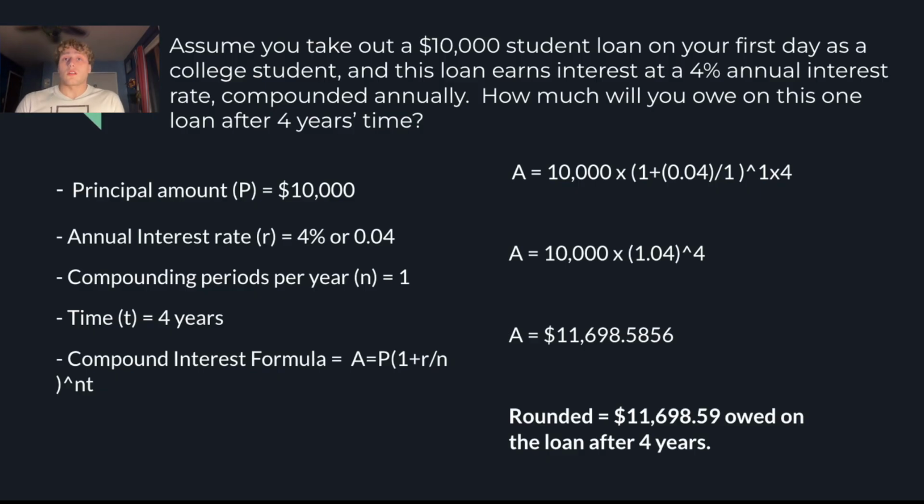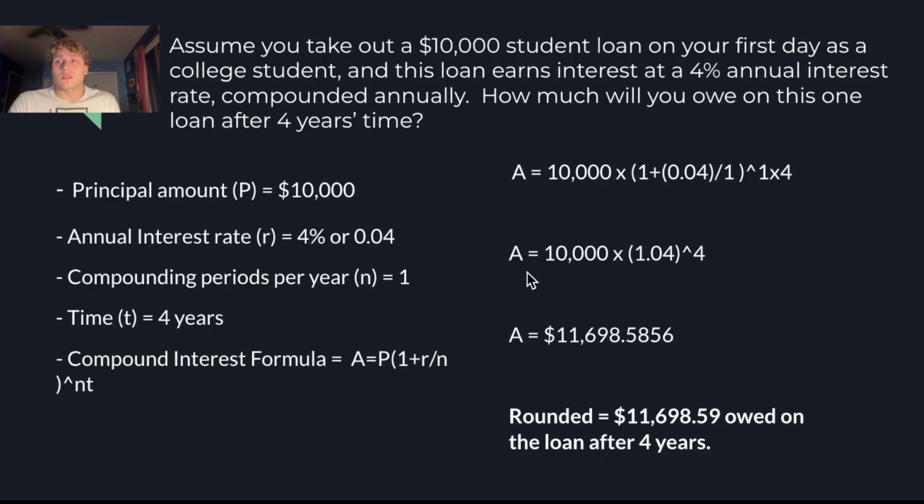To start, we have the principal amount of $10,000. We also have R, the annual interest rate, which is 4%, or you can also write that as 0.04. You just have to multiply that by 100 to get the 4%. The compounding period is just 1, which is N. The time is 4. And then I do have the formula there.